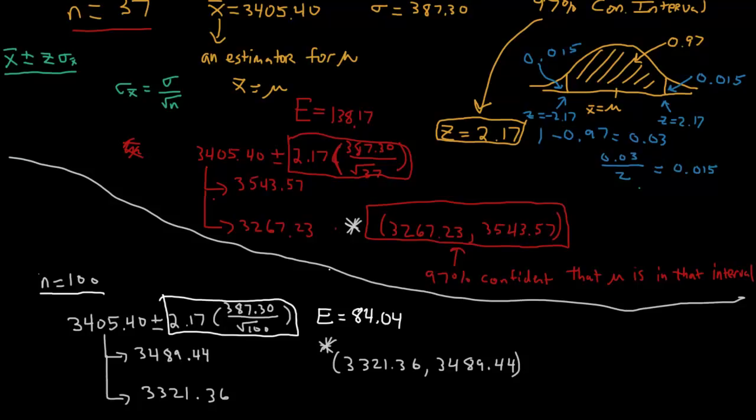So we made a more accurate estimation for our population mean without decreasing our confidence. We actually didn't do anything different. We kept the same sigma, kept the same x bar. All we did was make n bigger, and we got a better estimate for the population mean. That is, we decreased the width of our confidence interval.